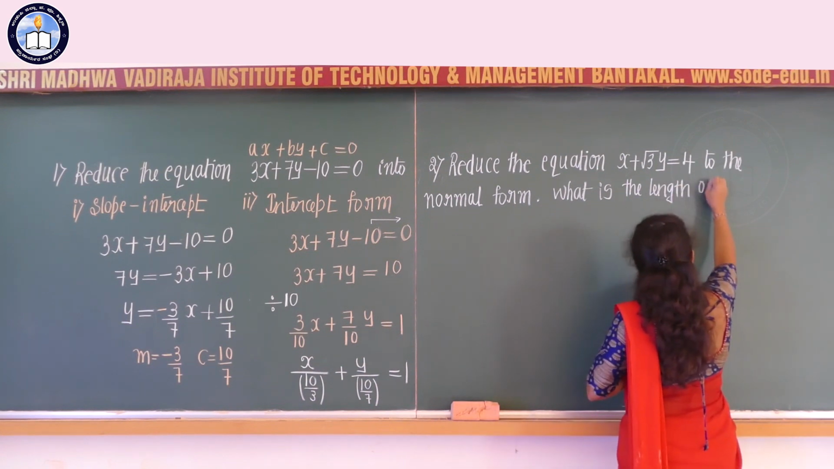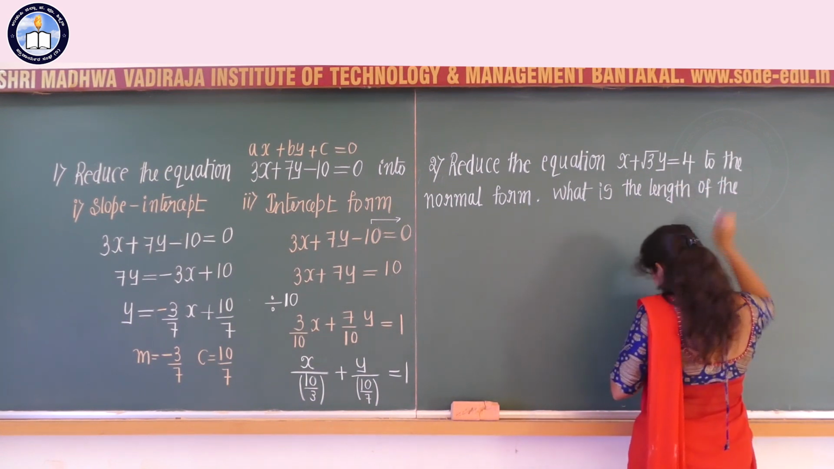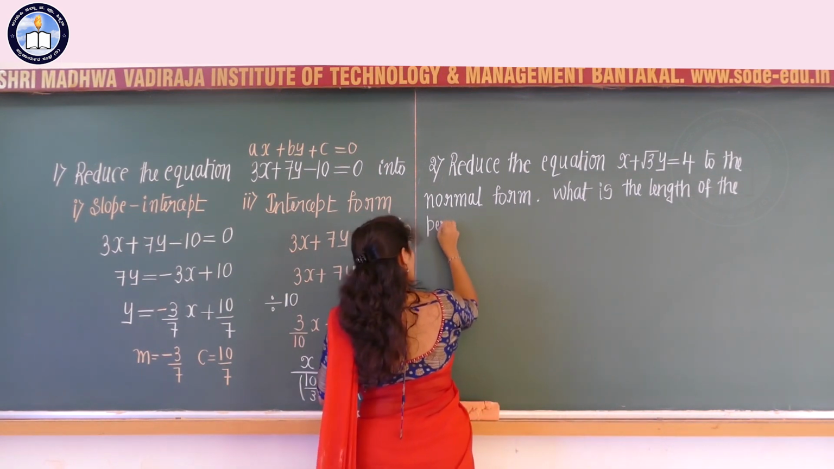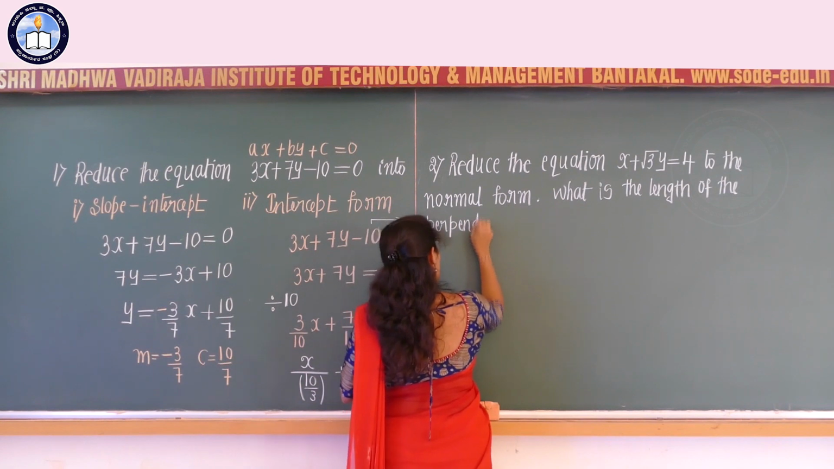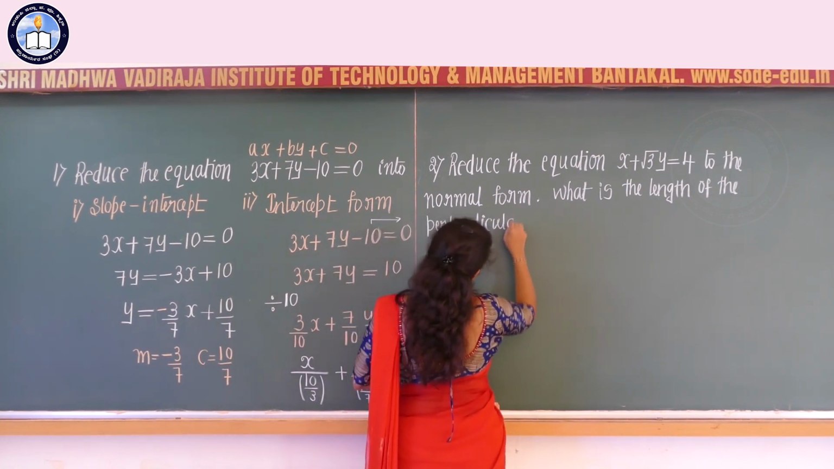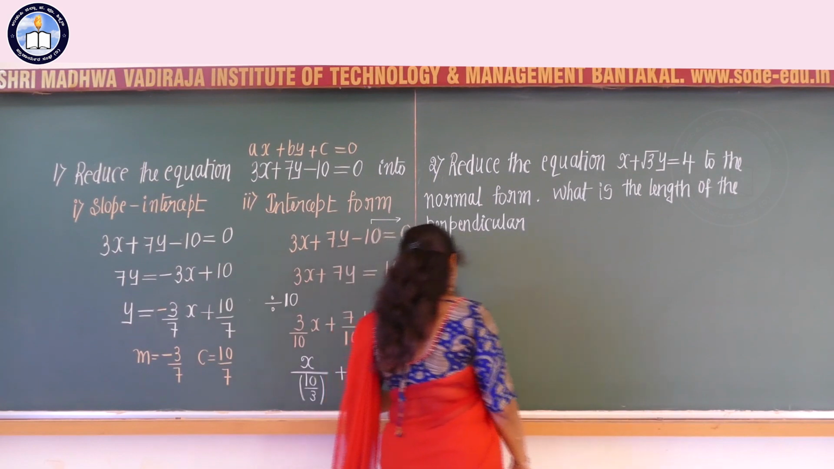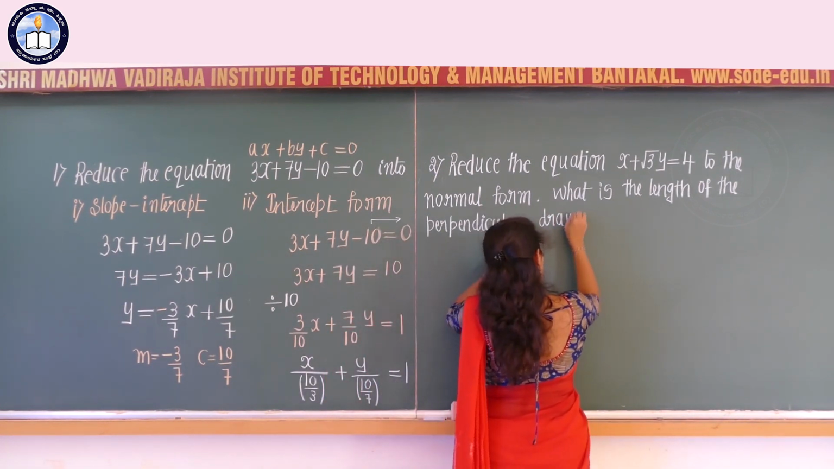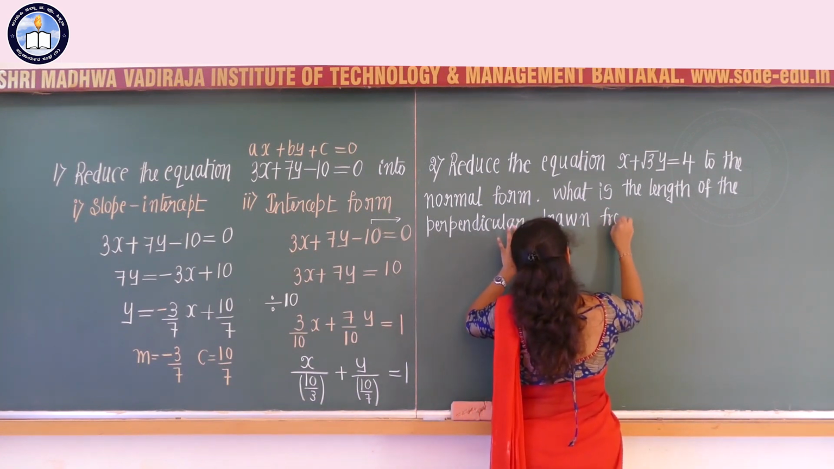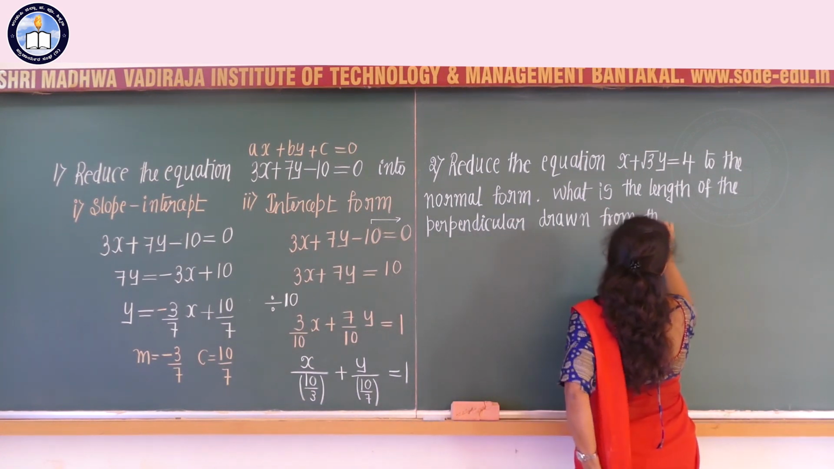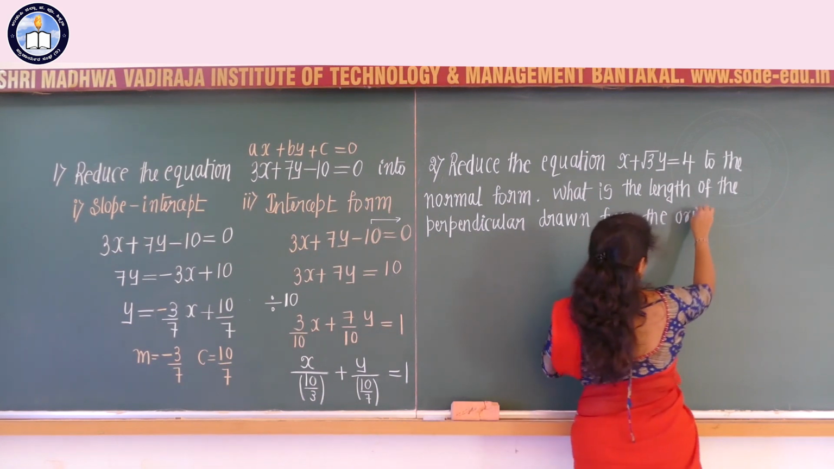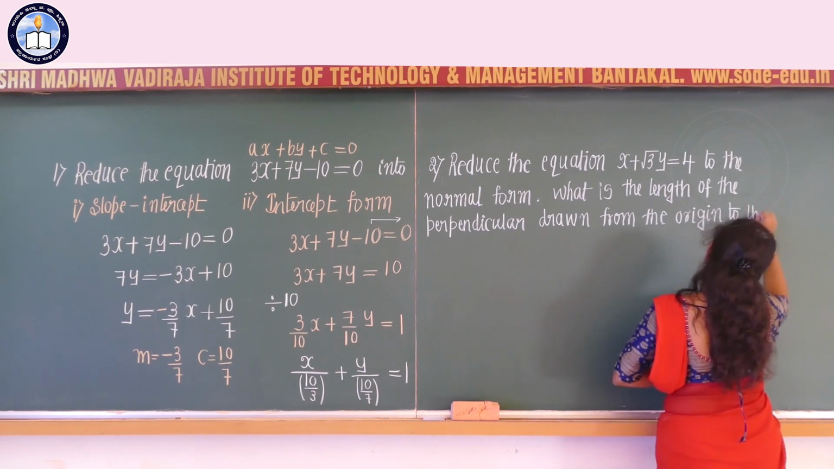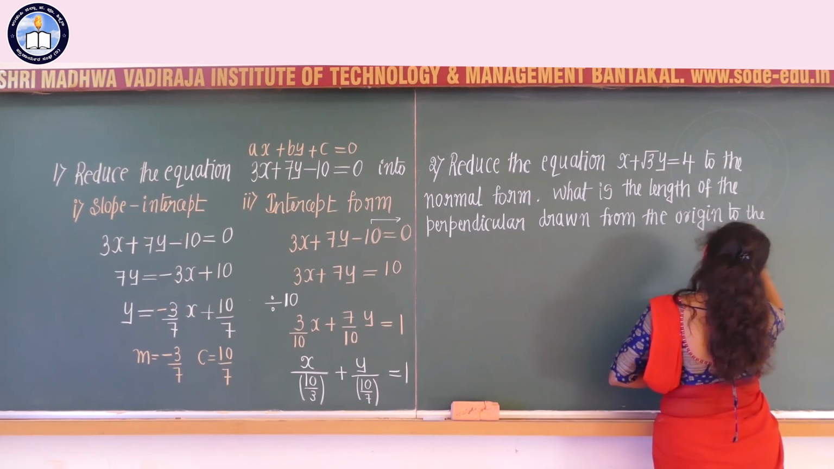What is the length of the perpendicular drawn from the origin to the line? What is the length of the perpendicular drawn from the origin to the line? From the origin to the line.